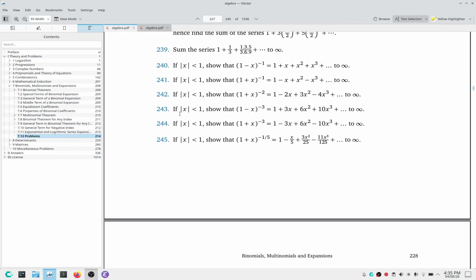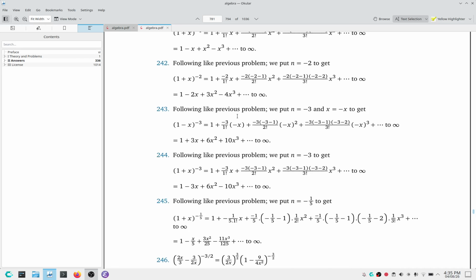Question 243 says that if mod of x less than 1, show that 1 minus x to the power minus 3 is equal to 1 plus 3x plus 6x square plus 10x cube and so on up to infinity. So following similarly, we have 1 plus minus 3 upon 1 factorial minus x plus minus 3 times minus 3 minus 1 upon 2 factorial minus x square plus minus 3 times minus 3 minus 1 times minus 3 minus 2 upon 3 factorial minus x cube and so on up to infinity, which is equal to 1 plus 3x plus 6x square plus 10x cube and so on up to infinity.